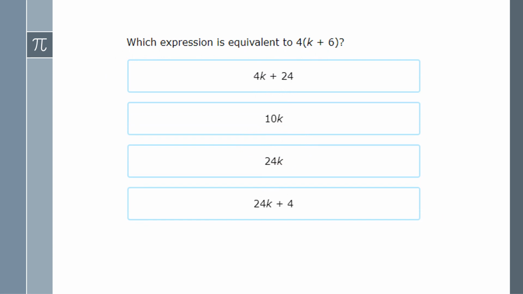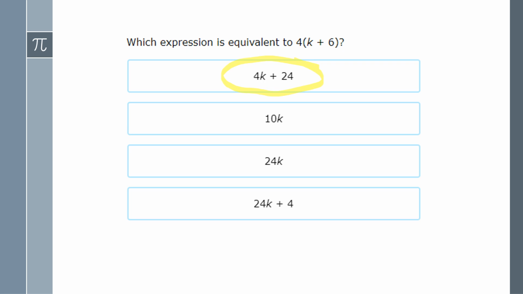Which expression is equivalent to 4(k + 6)? Now, combine your like terms. I know I told you that's pretty much all you're doing with equivalence, but that's not going to be the case here. This goes back to the distributive property, and this is all about expanding that expression. And when you do that, you should already know what you get. If you say 4k plus 24 is your answer, brilliant job.